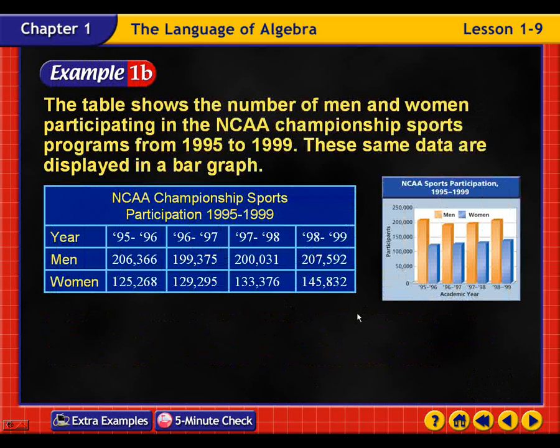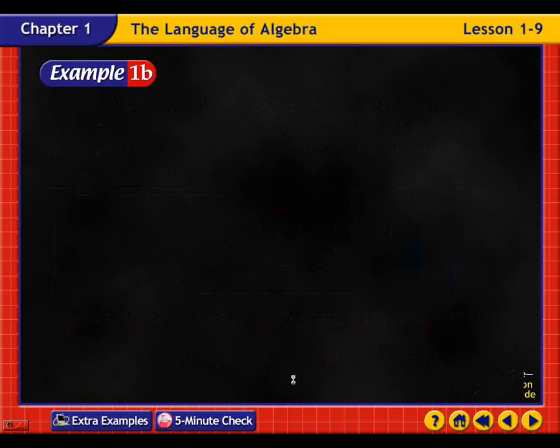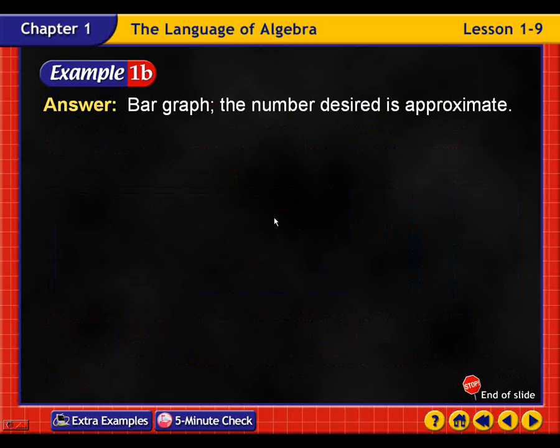The next thing we want to look at is to determine approximately. In other words, if we want to estimate how many more men than women participated in sports during the 97-98 school year, would it be better to use the table or the bar graph? The key here is approximate. If you want to approximate something or just guess, it's better to use a bar graph because you can look at the 97-98 school year and you can guess the distance between those two. And so if you want an approximate number, you look at the bar graph.